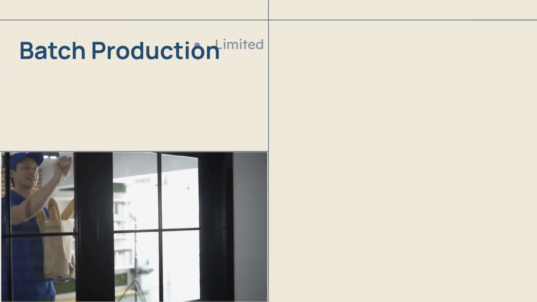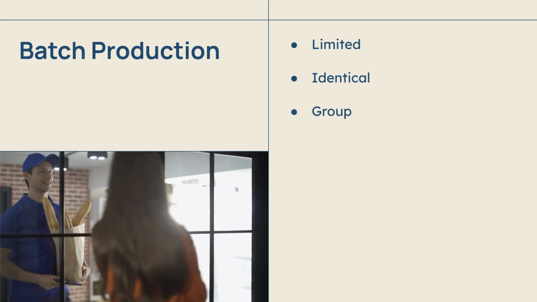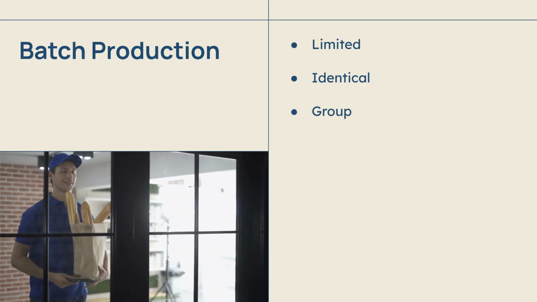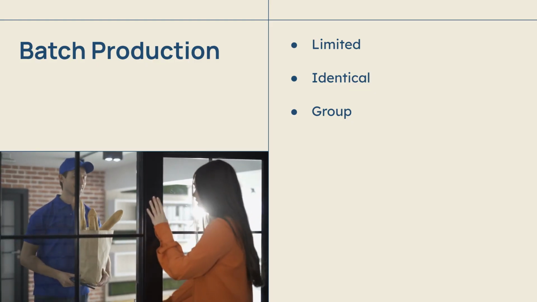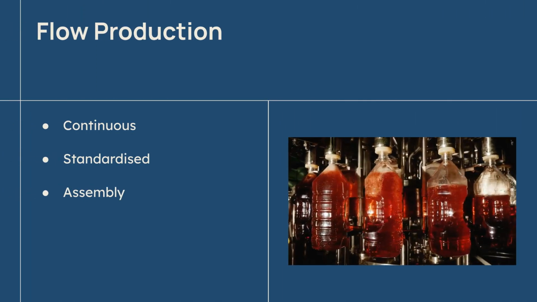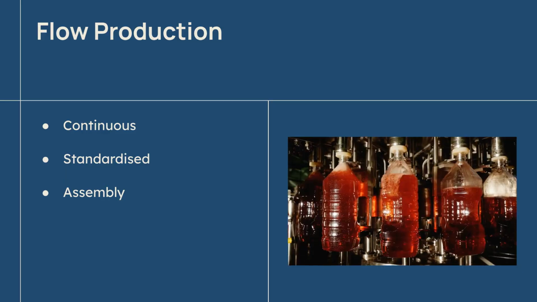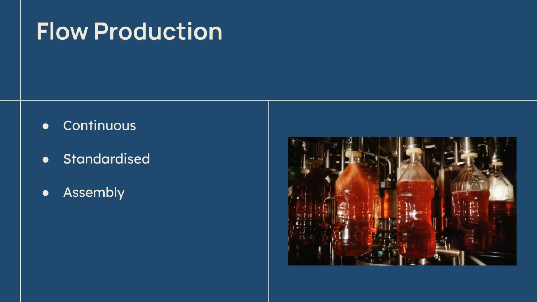Batch production involves producing a limited number of identical items in a group, like a bakery making sourdough bread. TIG uses this as a hybrid, running customized tours in batches during peak seasons for efficiency. Flow production is the continuous production of standardized items on an assembly line, such as canned food. This method doesn't suit a high-end service business like TIG.